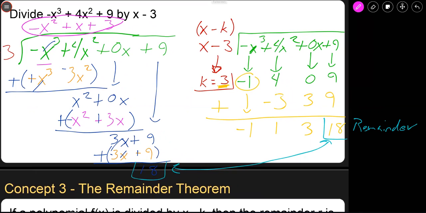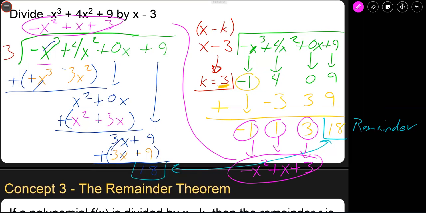If I look at these values, this 3 represents just the number 3. The 1 represents positive 1x, and the negative 1 represents a negative x squared. These coefficients represent the values in my quotient. So this is my quotient, which is the same thing as that.